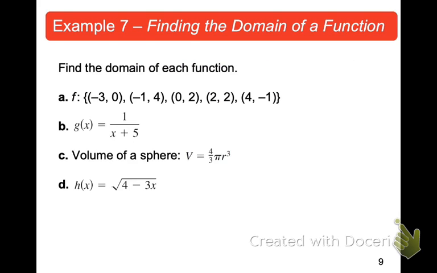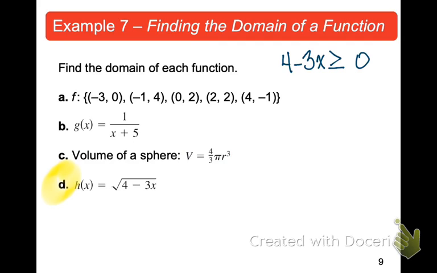Okay. I want to do D, just to make sure that we don't run out of time, because we always run out of time. So I want to do D. So that's what we're doing right now is D. Okay? So I've got to look at that 4 minus 3x. 4 minus 3x has got to be greater than or equal to 0.